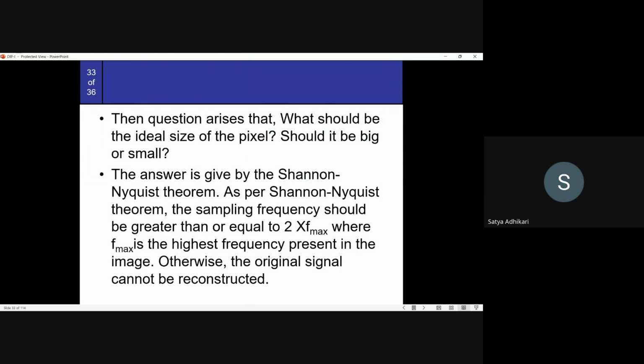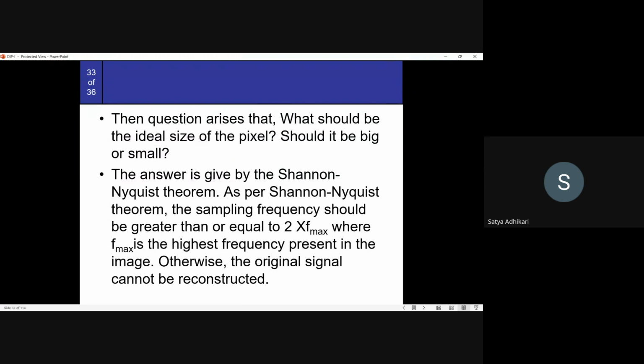The question arises: what should be the ideal size of the pixel? Should it be big or small? How do we decide that? The answer is the Shannon-Nyquist theorem. There is a theorem, a technique used for that purpose.